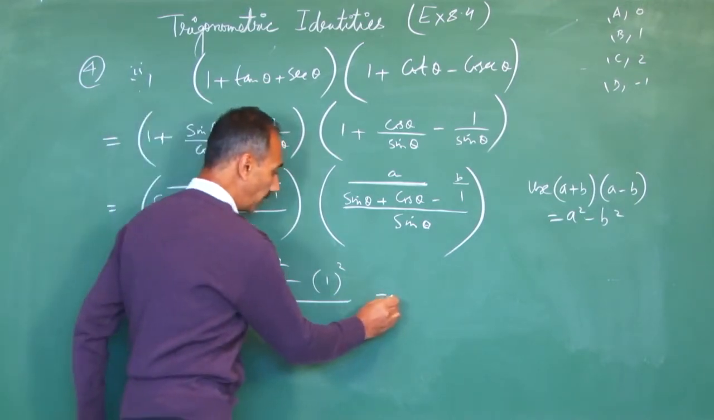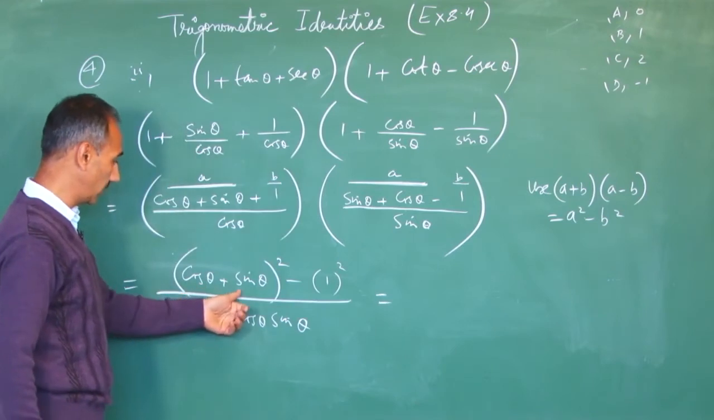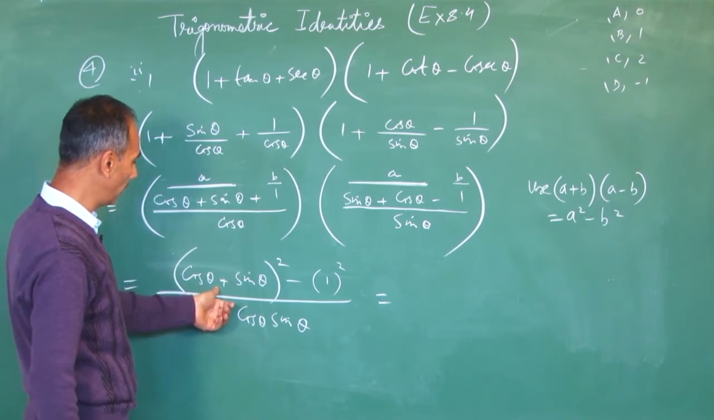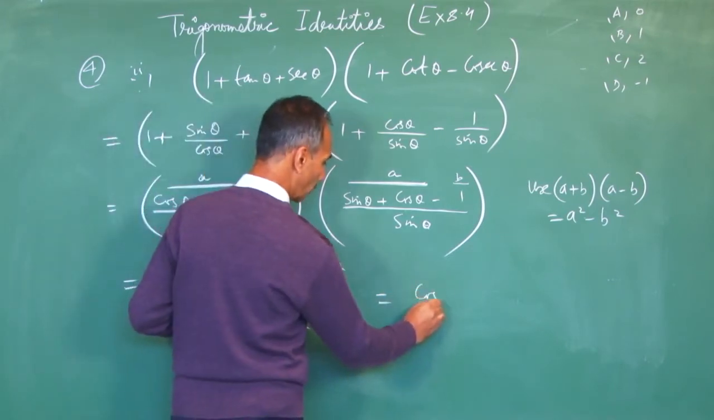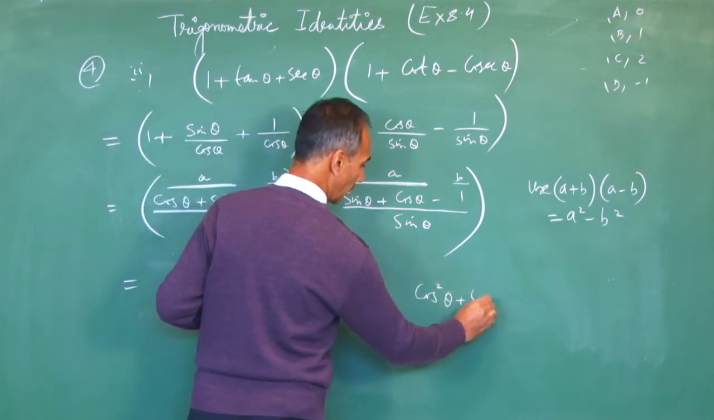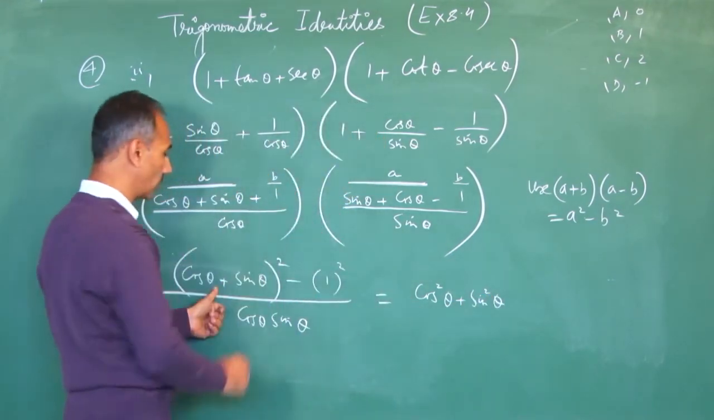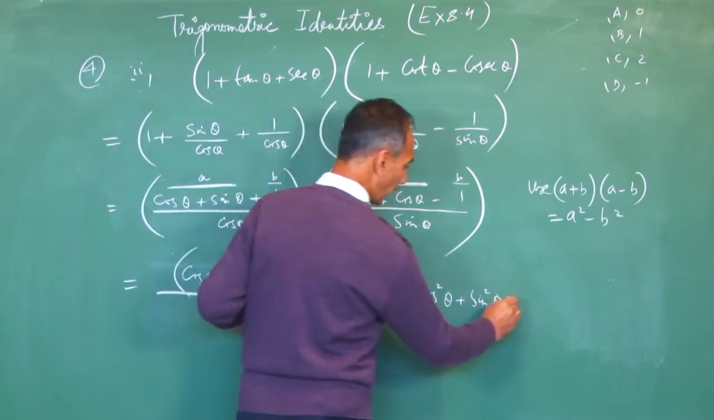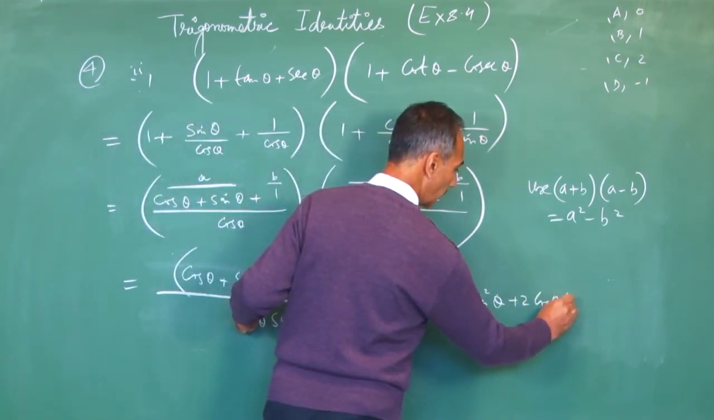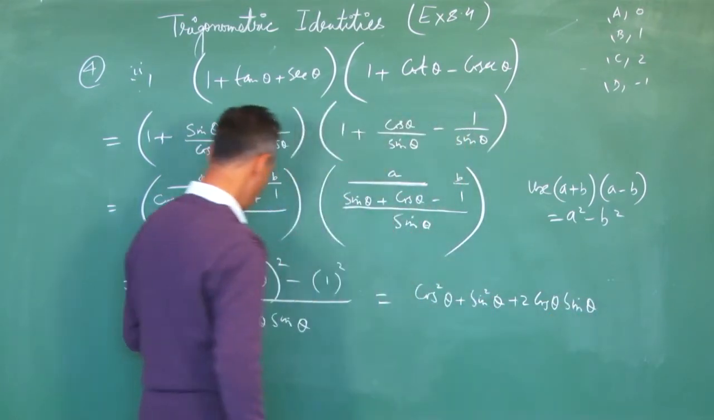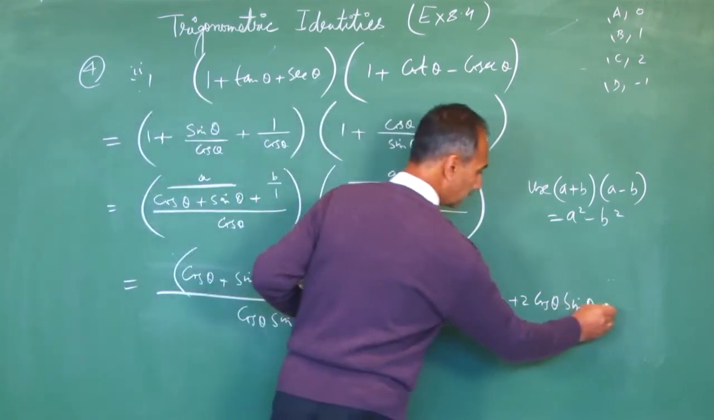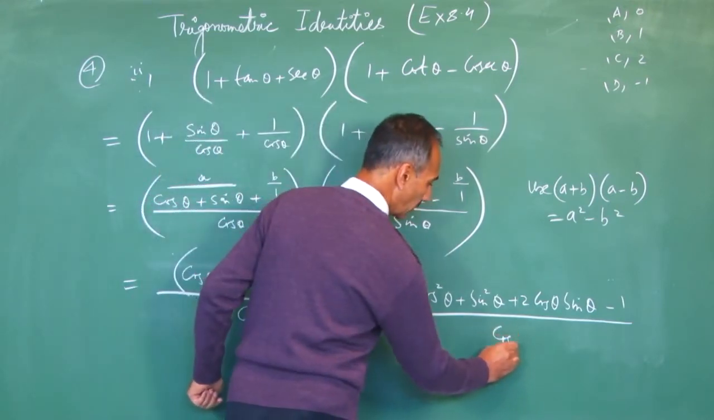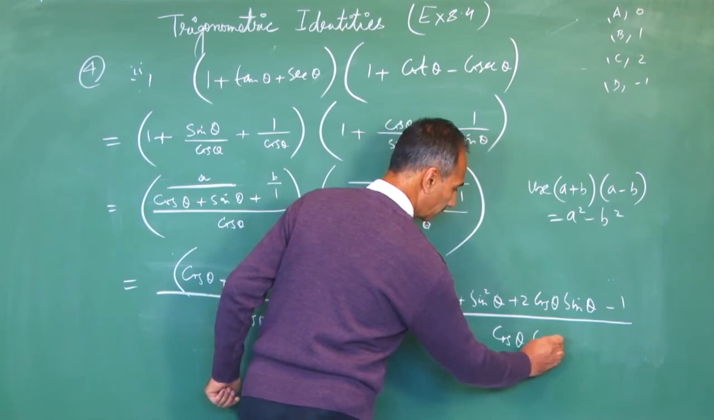Now we can simplify this using the identity for (a plus b) whole square. So (cos theta plus sin theta) whole square will be cos square theta plus sin square theta, a square plus b square, plus 2ab, that is 2 cos theta into sin theta. Then minus 1 as it is, whole upon cos theta into sin theta.